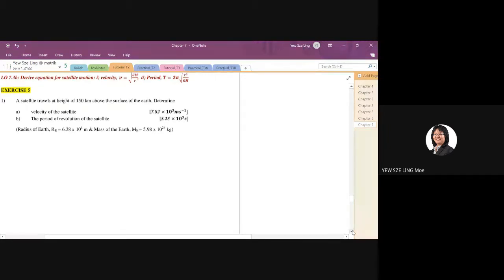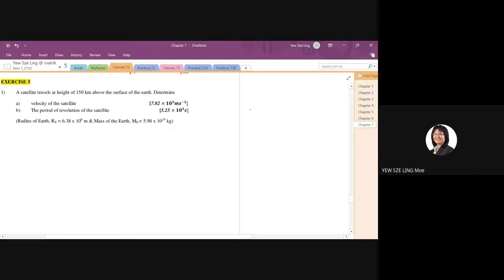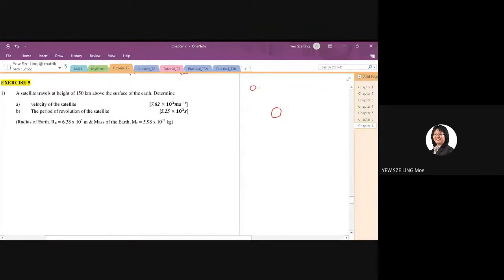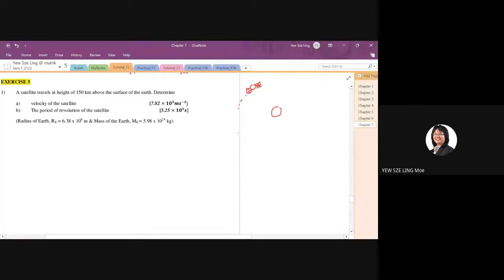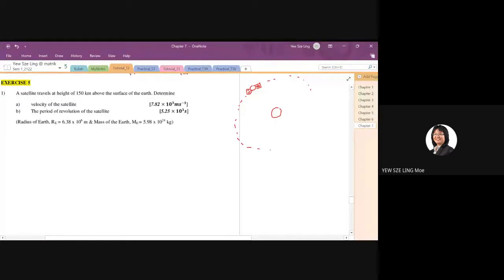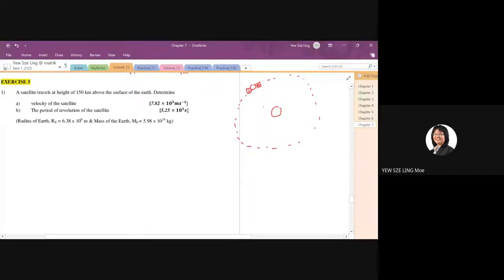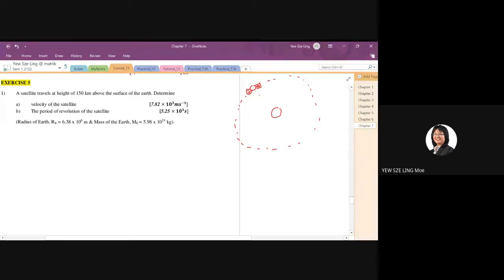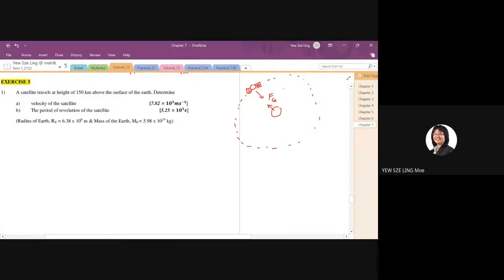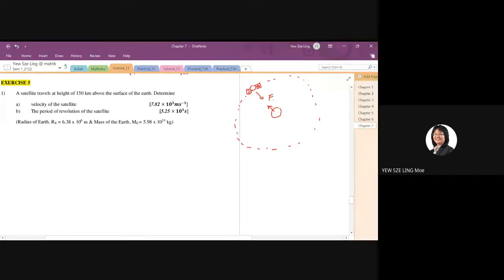If you shoot the satellite into space, so this is the Earth, the satellite will move in its own orbit around the Earth, which means it moves in a circle. The reason why it can move in this circle is because of the gravitational pull, a pulling force between them. So this is your Fg. It's not capital letter G, it's small letter g.